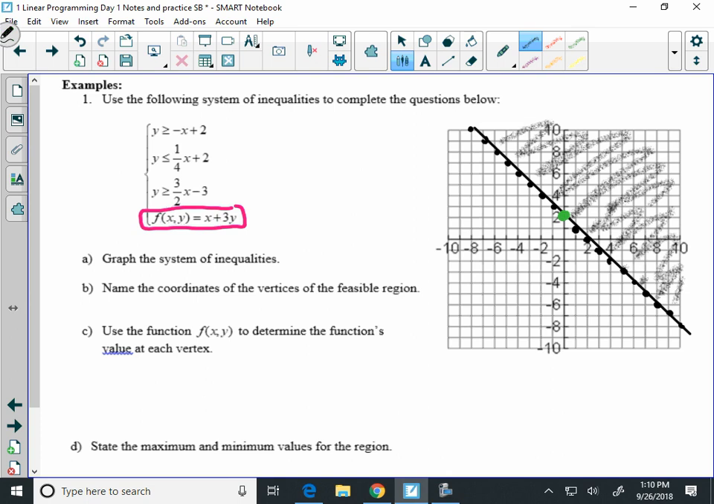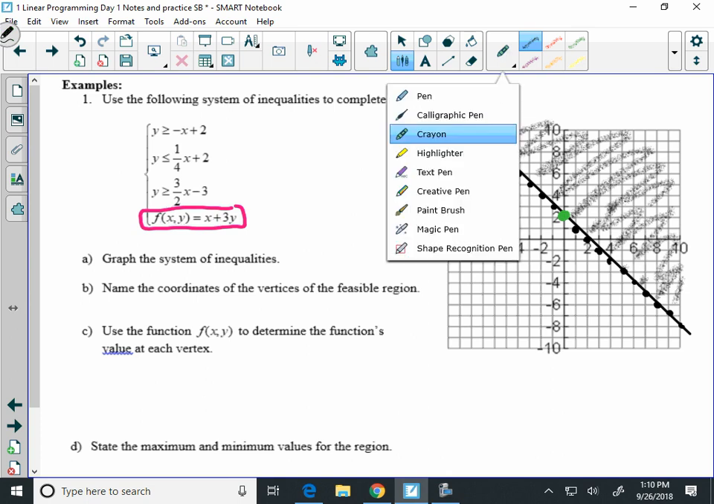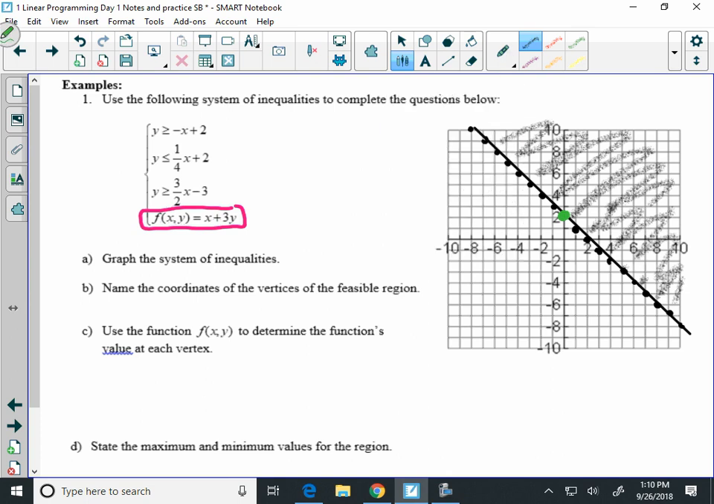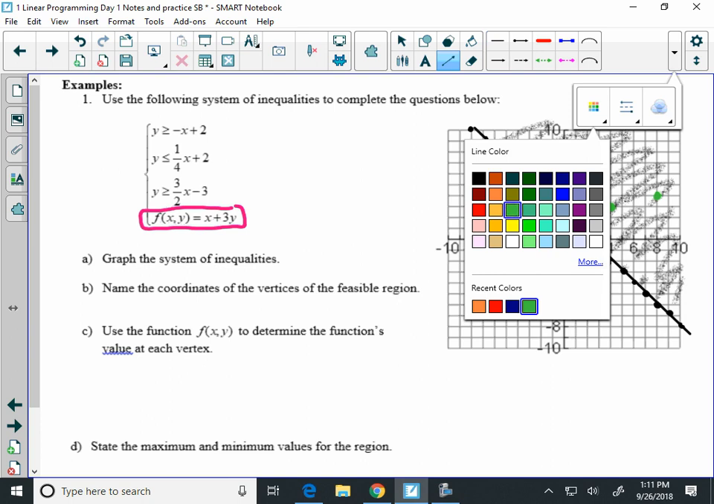Alright, let's go back to a pen. Pen. Okay. My smartboard hates me. Hold on. Okay. There we go. Alright, and then use your ruler. Connect those really nicely. I'll use a different color here.